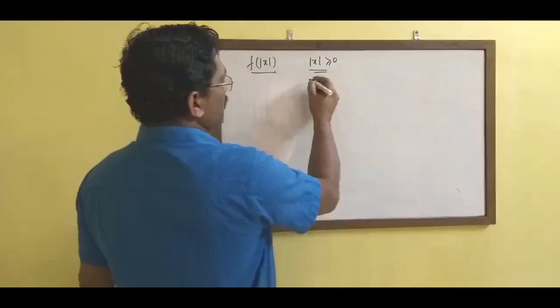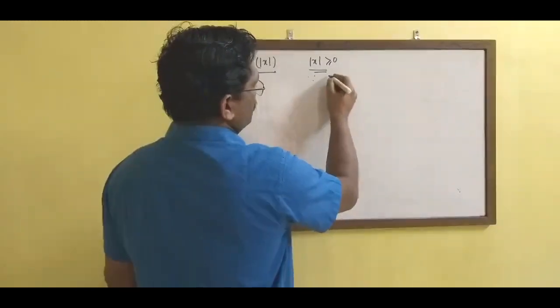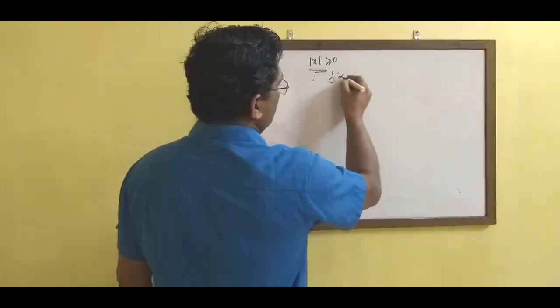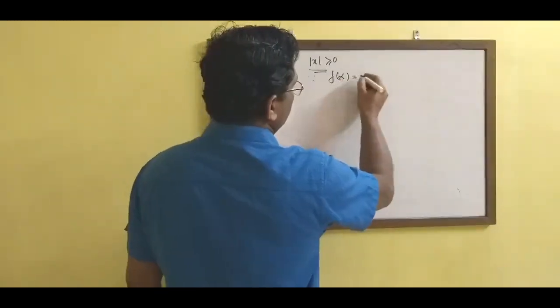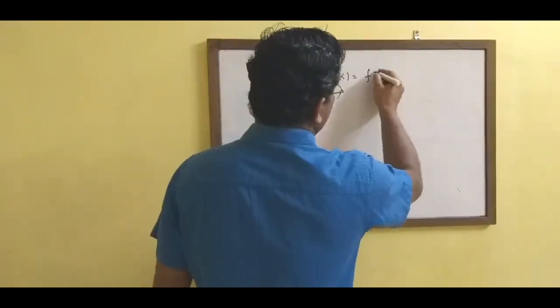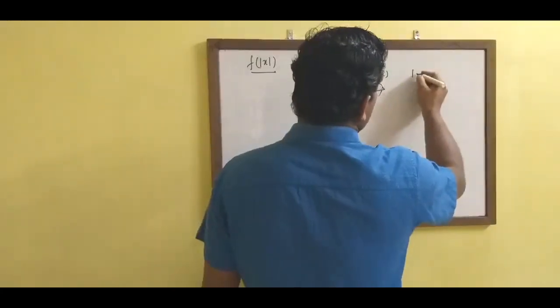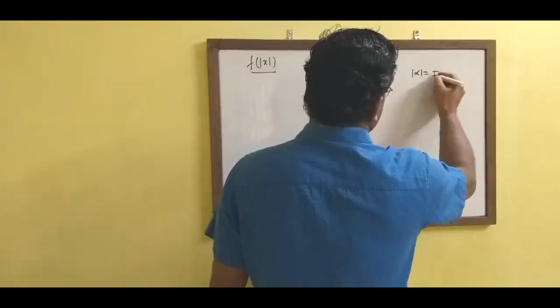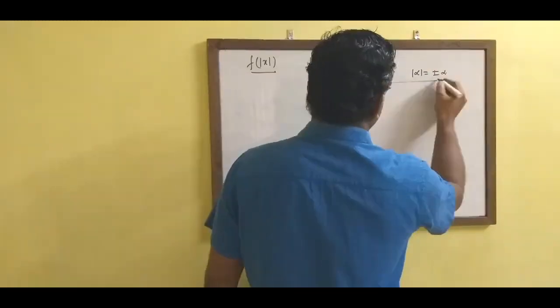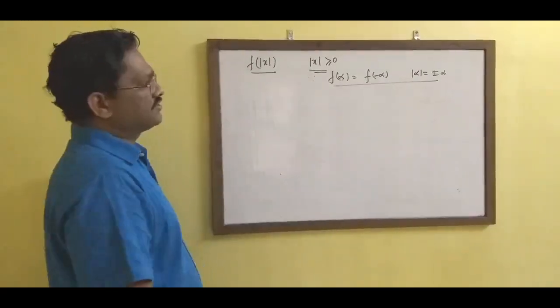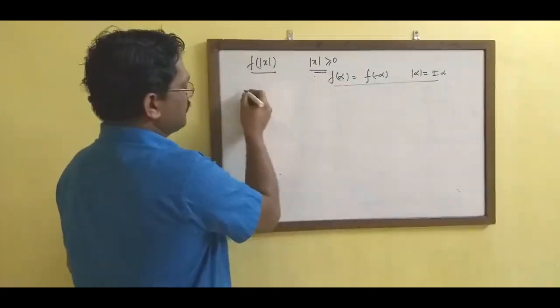Why? Any particular value f of mod x, in fact f of alpha, is going to give you the same value as f of minus alpha. Why? Modulus of alpha is equal to plus minus alpha. So that means for two equal and opposite values of x, you should get the same value of the function.